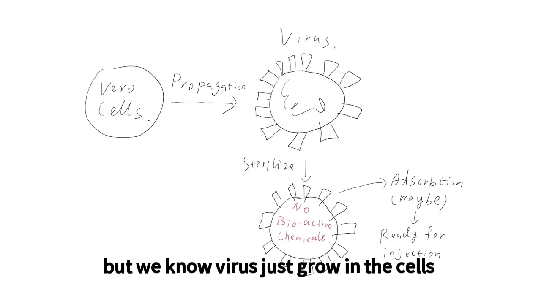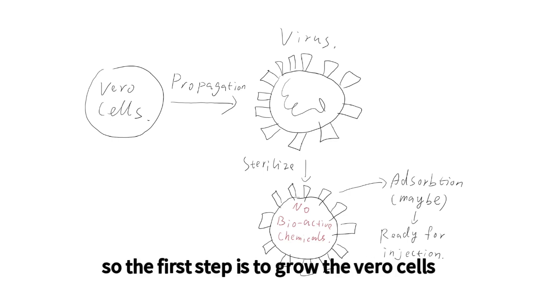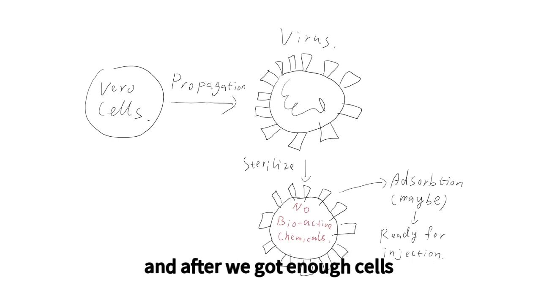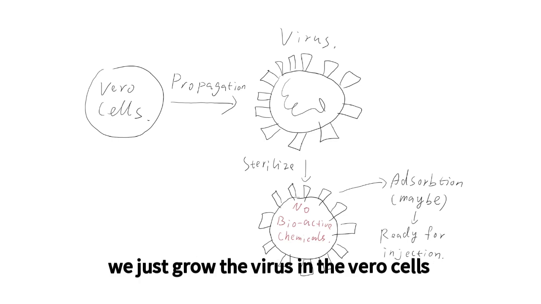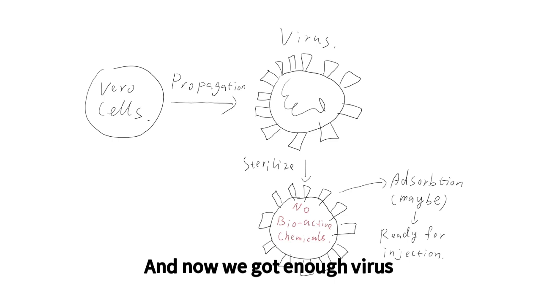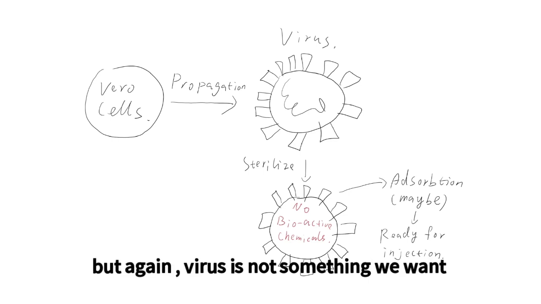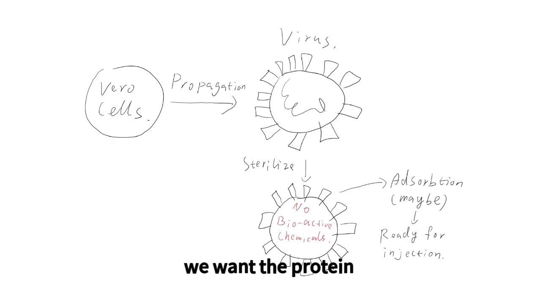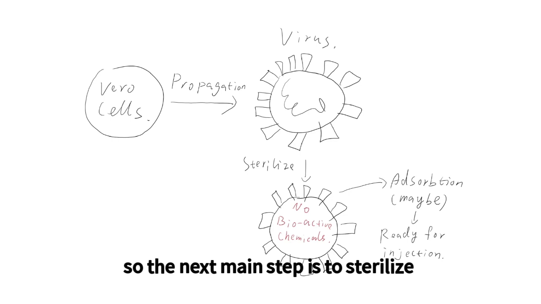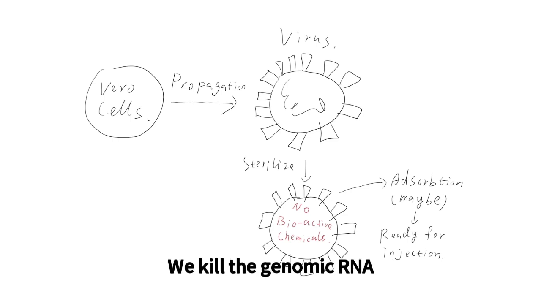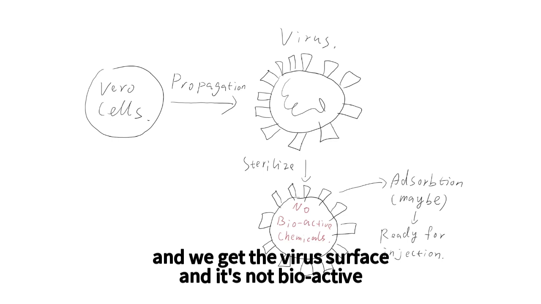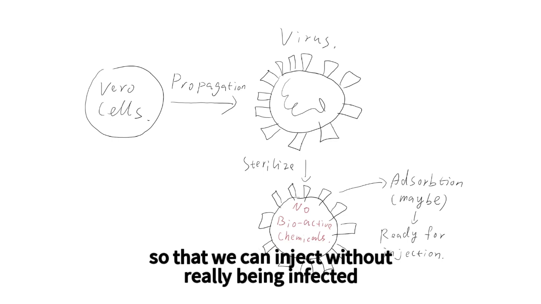But we know virus just grows in cells. So the first step is to grow the viral cells. And after we get enough cells, we grow the virus in the cells. And now we have enough virus. But again, virus is not something we want. We want the protein. So the next main step is to sterilize. We kill the genomic RNA and we get a virus surface that is not bioactive, so that we can inject without really being infected.